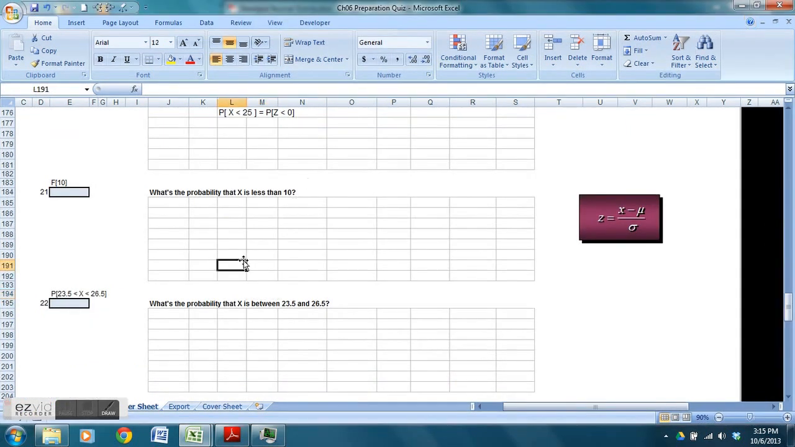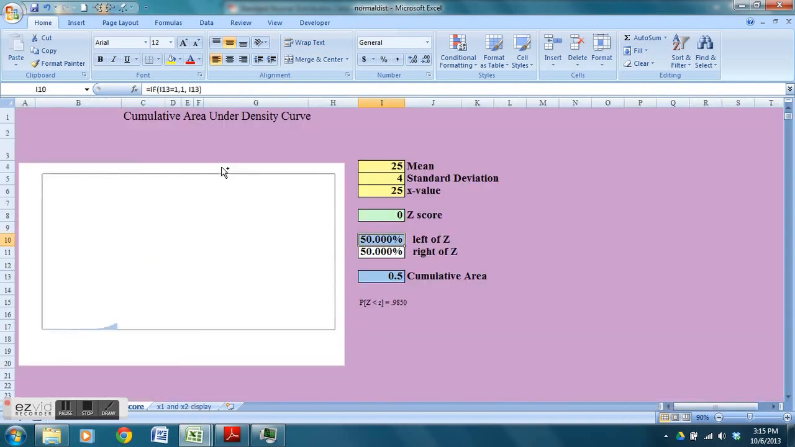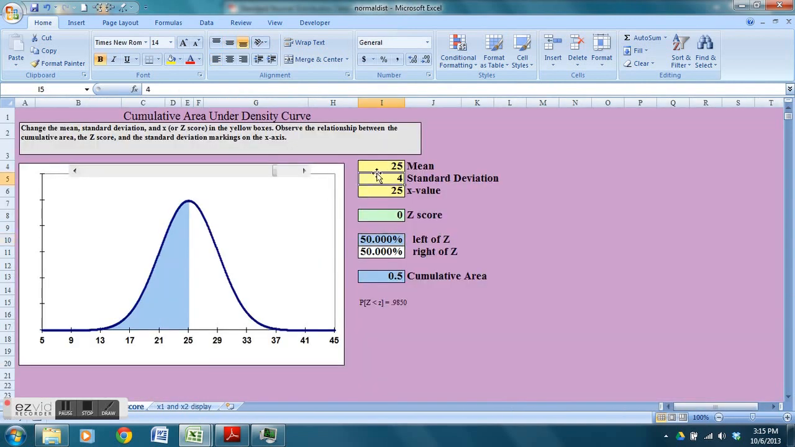Next question, what's the probability that x is less than 10? Well, first thing you want to do is draw it. So you draw your standard normal, put 25 as the mean in the center of it, and then find the x variable that we're interested in. That's 10 in this case, and shade everything to the left of it.